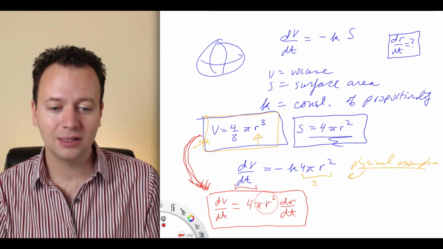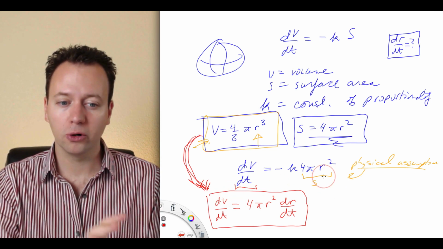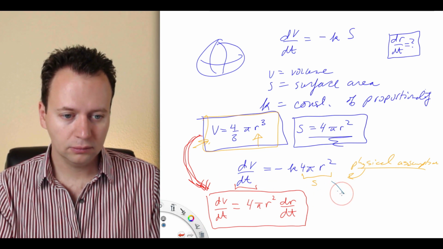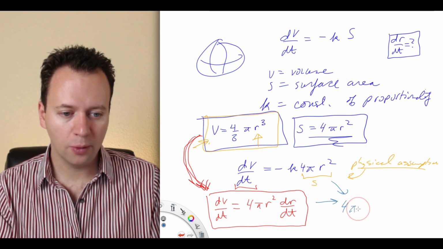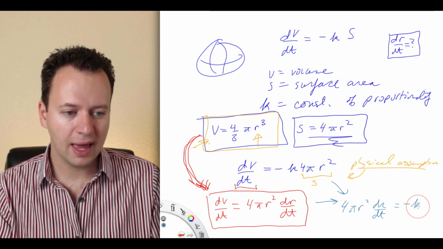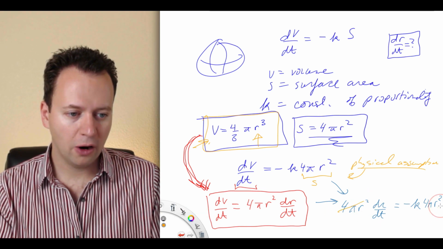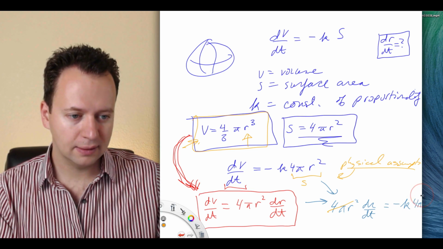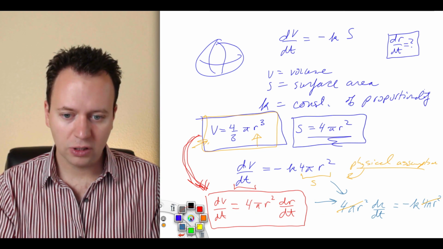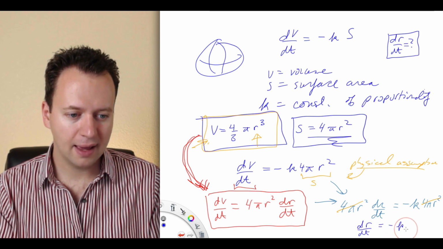So let's use this formulation of dV dt in our physical assumption that says the rate of change of the volume is proportional to the surface area. Well, these two together, dV dt is just 4 pi r squared dr dt, and then negative kS is negative k times 4 pi r squared. Now you'll notice that a 4 pi r squared cancels on both sides, like this, which leaves us with just dr dt is equal to minus k.